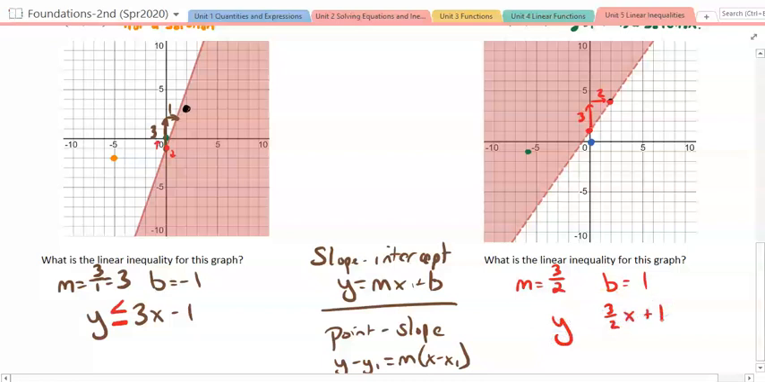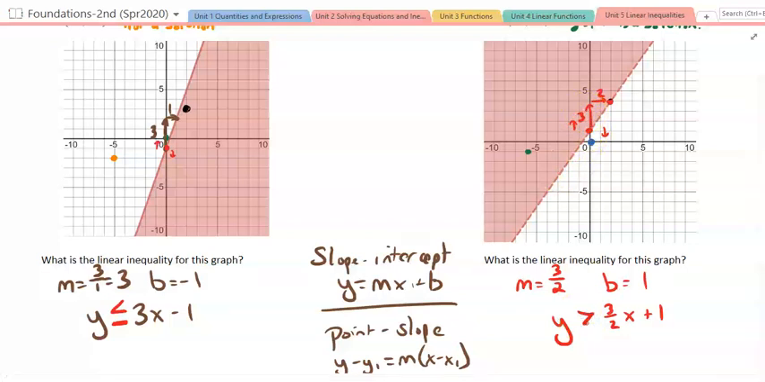And then we have to ask ourselves, what type of inequality will go here? Well, my line is dashed, so it's not equal to. I will not put the bar on the bottom here this time. Where's my shading? Is it above the line or below the line? Well, when I look at this y-intercept, the shading is above the line, and so y has to be greater than 3/2 x plus 1.